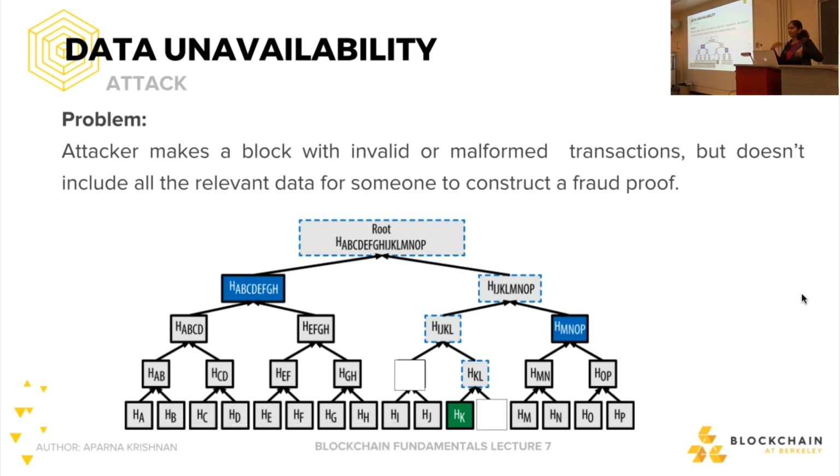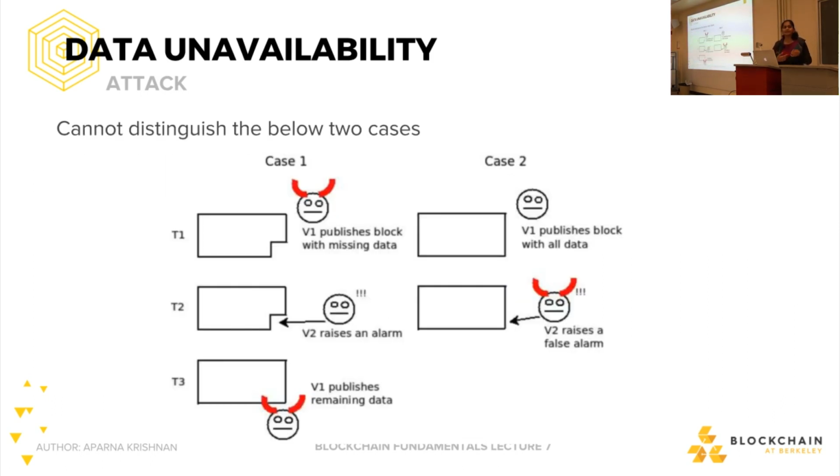Now you don't know if it's ill-formed data or if it's valid data, so you cannot construct any kind of fraud proof. So you basically cannot distinguish between either of these cases. Case one is you have an attacker who publishes a block with some amount of missing data. An honest node raises an alarm, but before the rest of the network can act, the attacker publishes the remaining data. In situation two, you have an honest node who publishes all the data, but then you have a malicious attacker who just raises a false alarm for fun. And both these cases look the same to an outside third party.